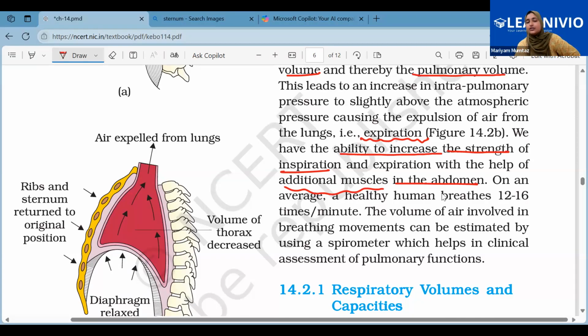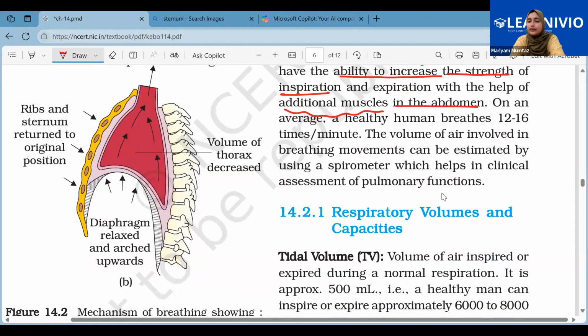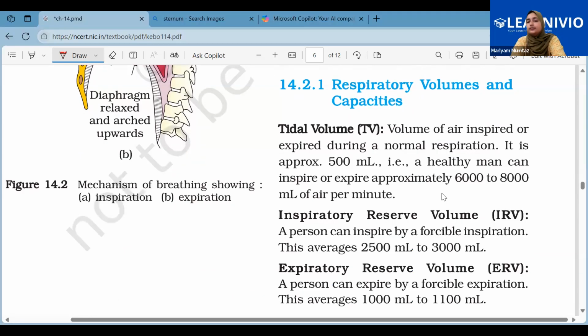On an average, a healthy human being breathes 12 to 16 times per minute, meaning breathing in and breathing out 12 to 16 times per minute. Now the volume of air involved in breathing can be estimated using a device called a spirometer. How much volume of air you're breathing in and breathing out can be monitored.